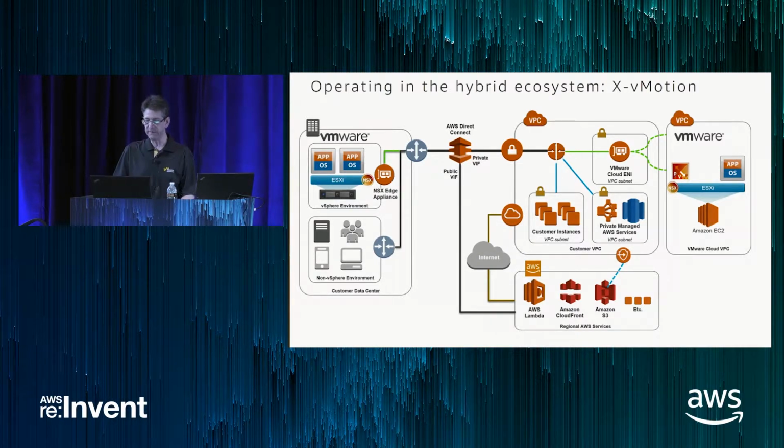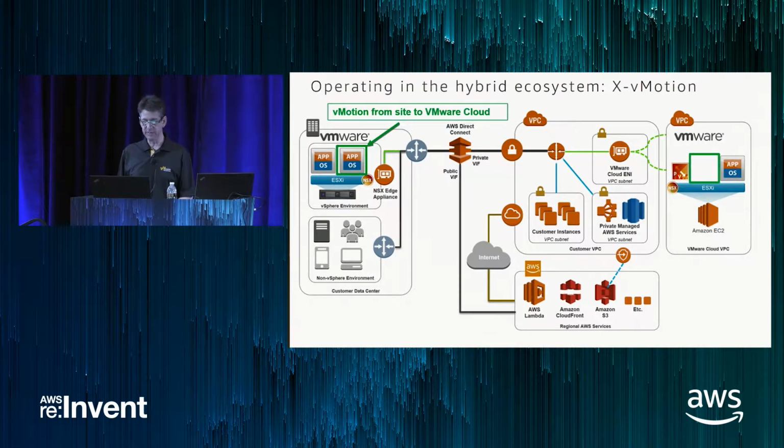So in the case of using XVMotion to move a virtual machine from on-premises to the VMware Cloud, if you take a look at the diagram on the left, this is a virtual machine that you have running on premises. It's running in your data center, and you've decided for whatever reason you want to bring over the operating system, the data volumes, over to VMware Cloud on the AWS side.